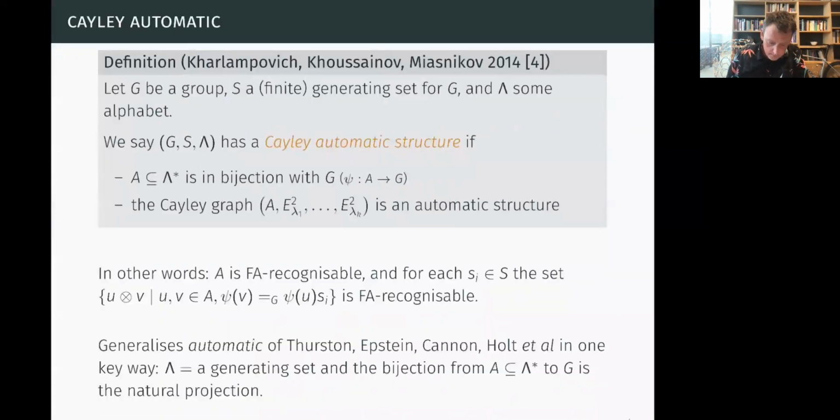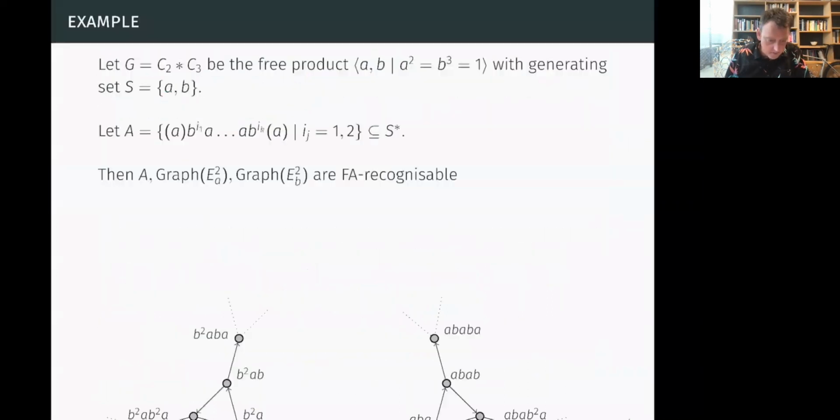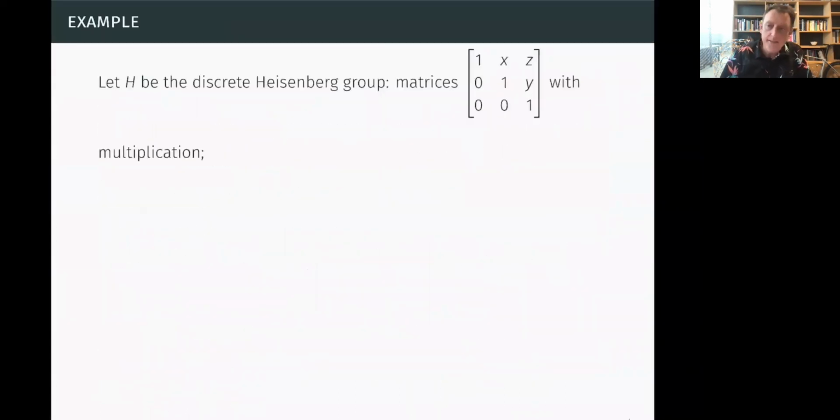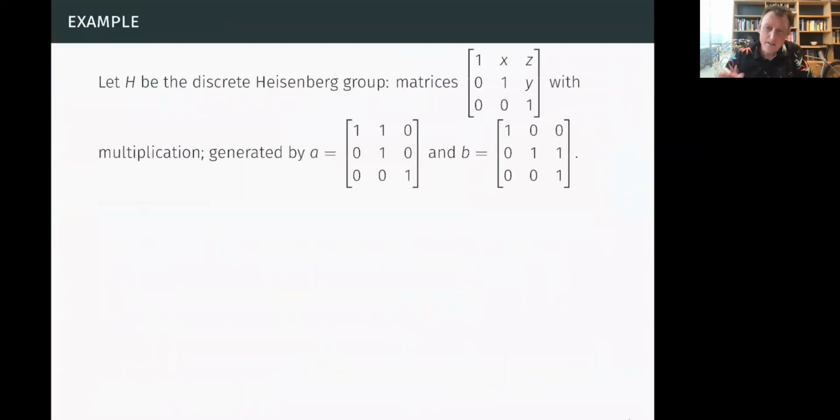So it generalizes the traditional definition of automatic from the 80s, due to Thurston and many other people, in one key way, that the alphabet does not have to be a generating set. So let me justify that in one minute by this example. The Heisenberg group, which we've just seen, is the set of all upper triangular matrices with x, y, and z integer, in this case for the discrete Heisenberg group, and matrix multiplication. So it's known that this is not automatic in the sense of Thurston et al. However, it's generated by multiplying by these two things.